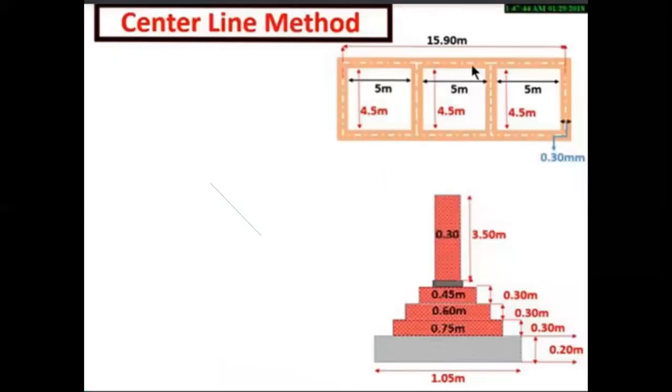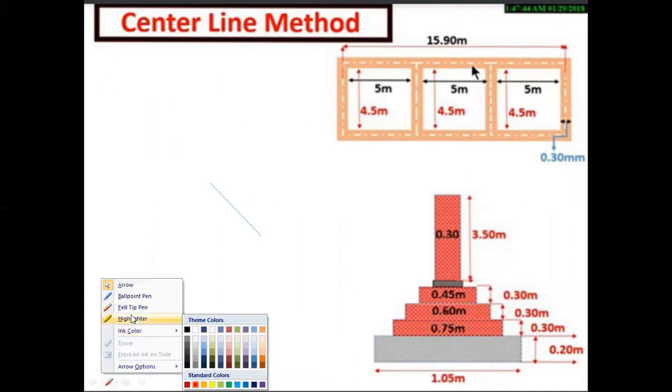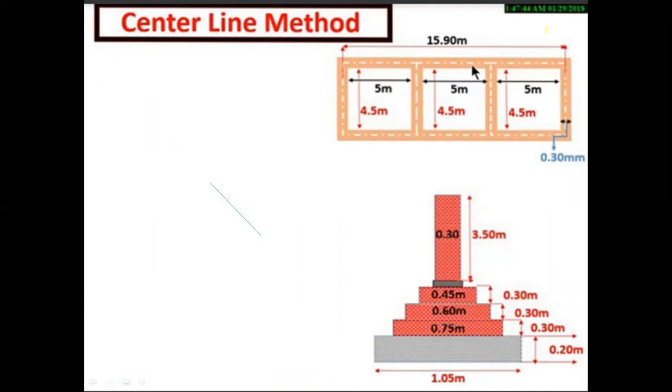So let us go to the problem example. There are three rooms. Here the first length is 5 meters, the second length is 5 meters, and the third one is 4 meters, and the depth is 4.5 meters. So the total length is 15.9 meters center to center.